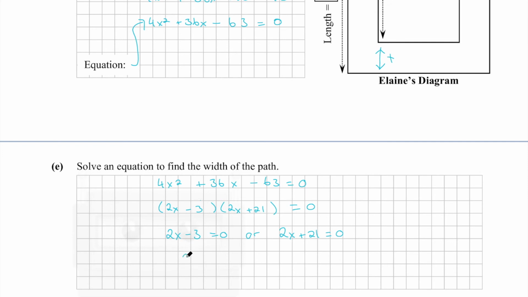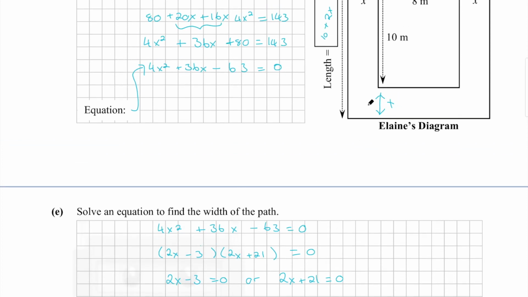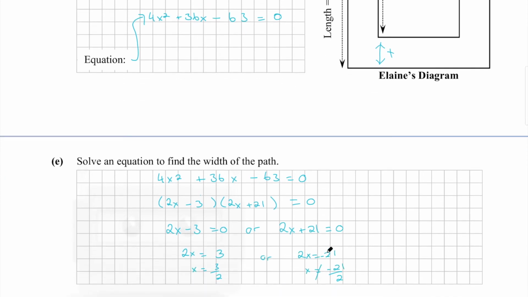I solve this then, and I get 2x is equal to 3. So x is equal to 3 over 2. Or I'm going to get 2x is equal to minus 21. So x is equal to minus 21 over 2. Now x cannot equal minus 21 over 2 because we can't have a negative value when it comes to width, right? X represents the width of the path. We cannot have a negative value, so you must put a line through that and say x cannot equal minus 21 over 2. That's so important here.